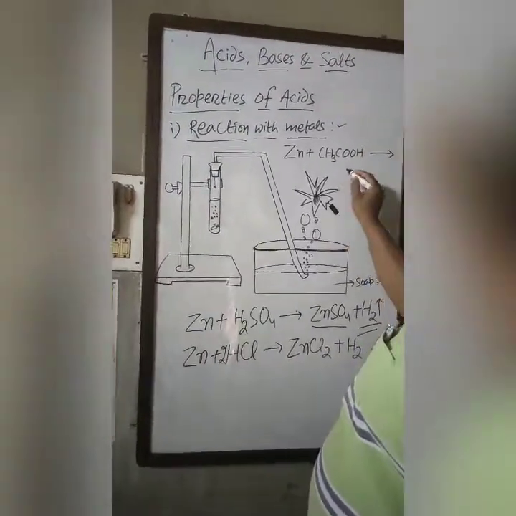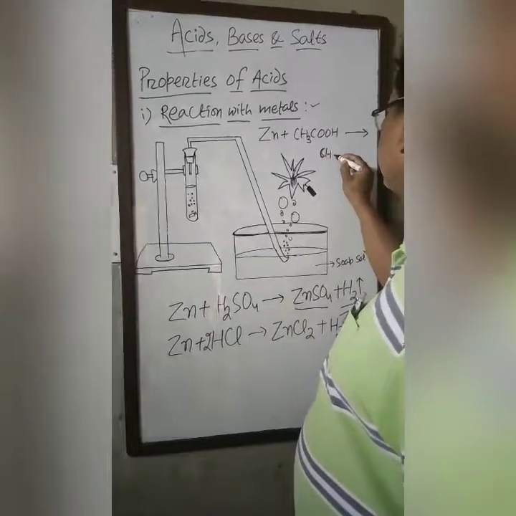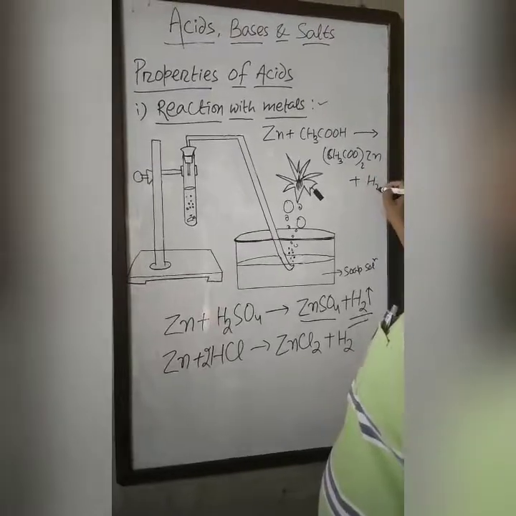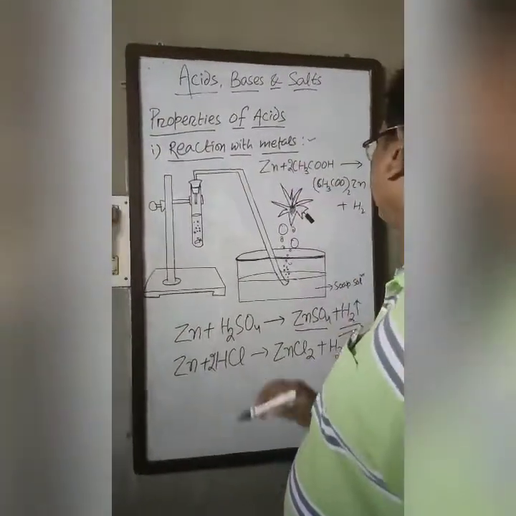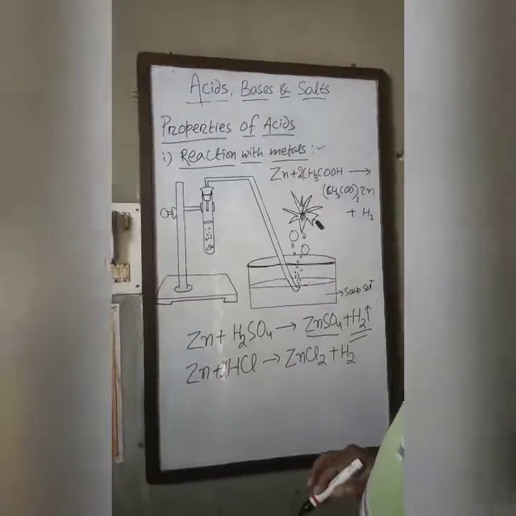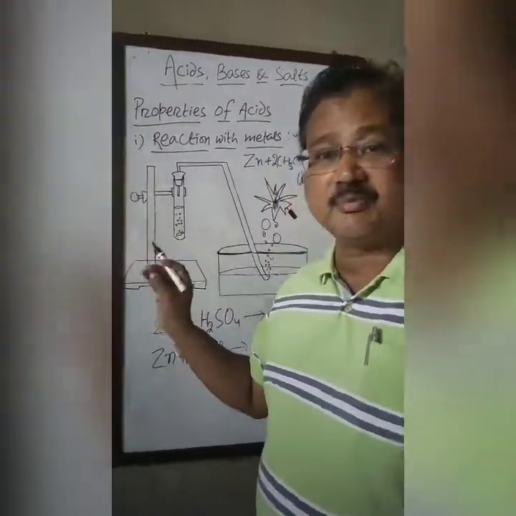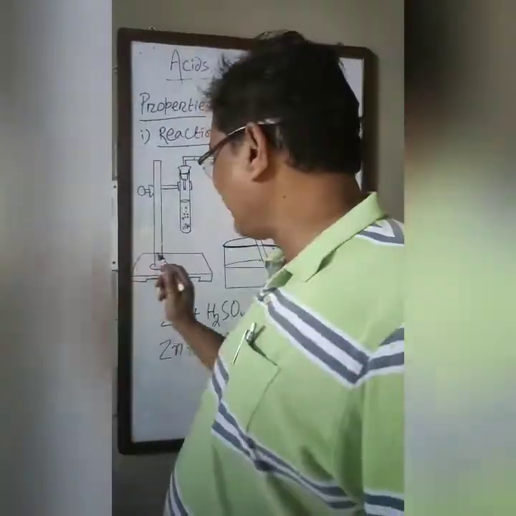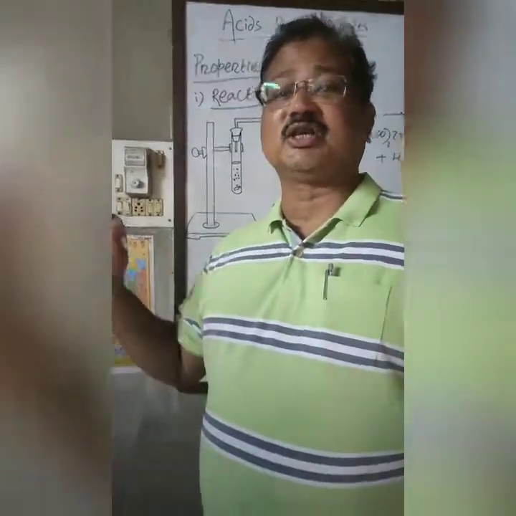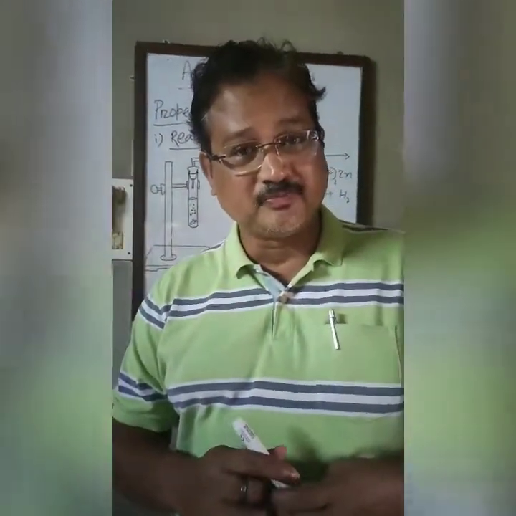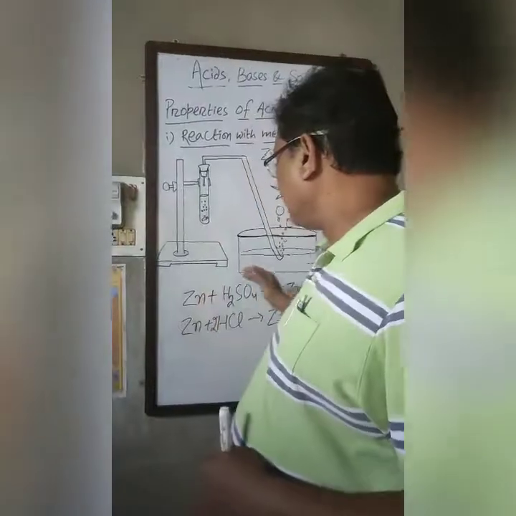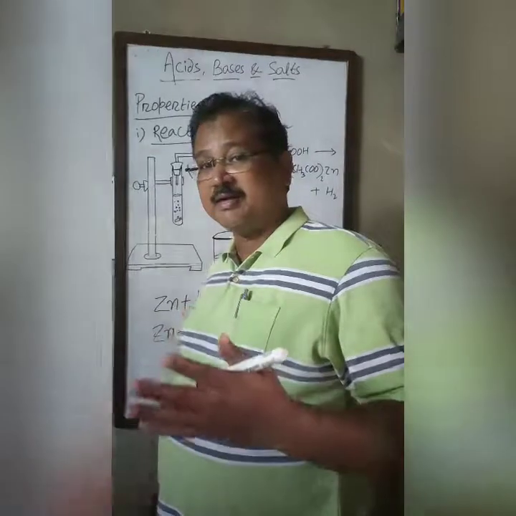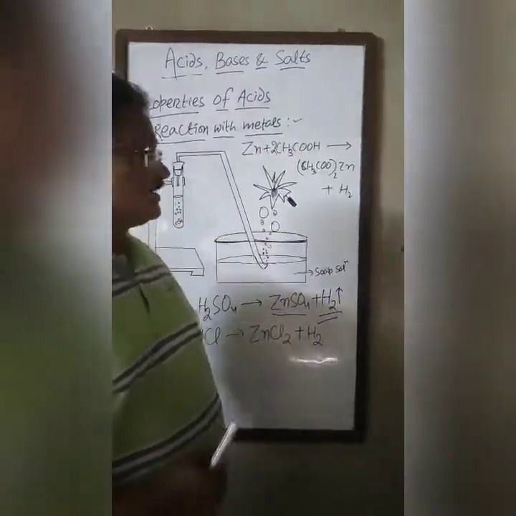In this case we will also have (CH3COO)2Zn plus H2. You can multiply by 2 here and your equation gets balanced. But the rate of evolution of the gas in this case will be slow, not as rapid or brisk as in the case of hydrochloric acid or sulfuric acid. Now why so? Why is it at a brisk rate in the case of sulfuric acid and hydrochloric acid, but not in the case of acetic acid?